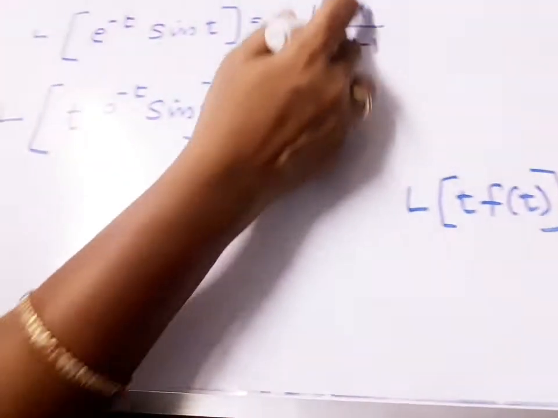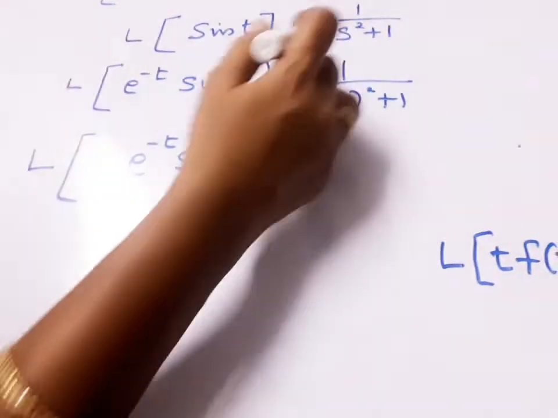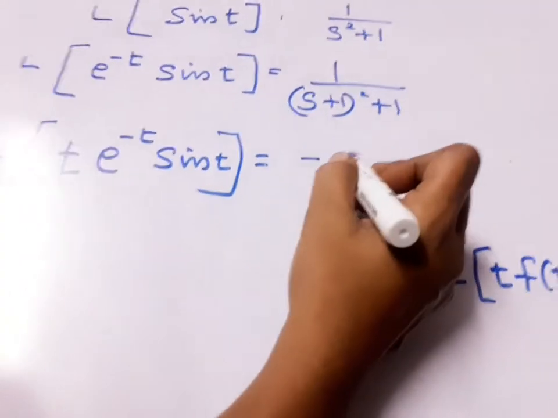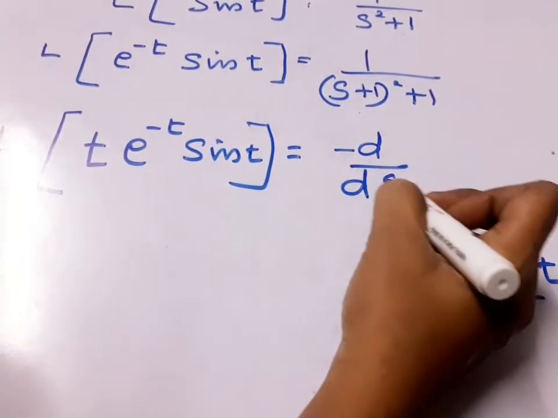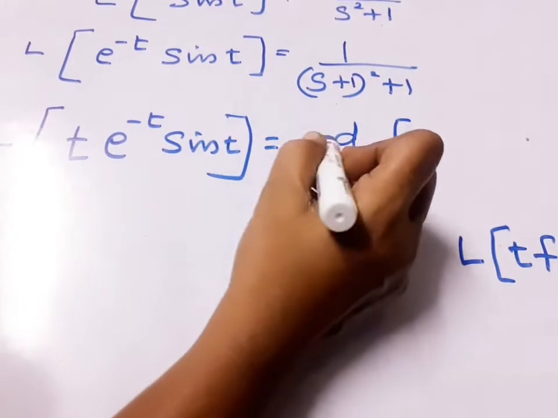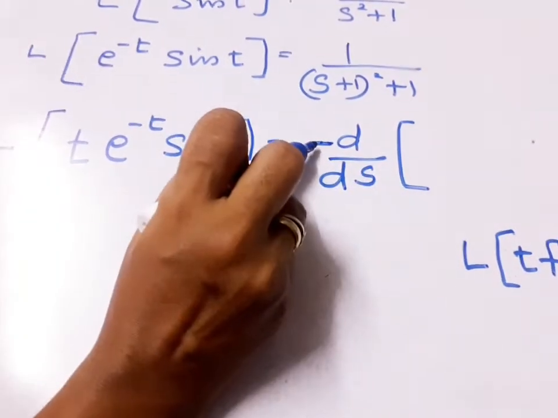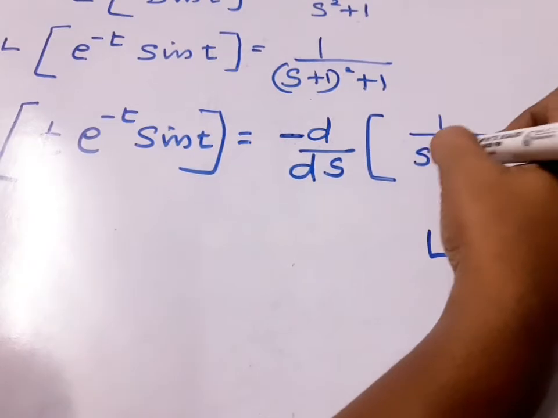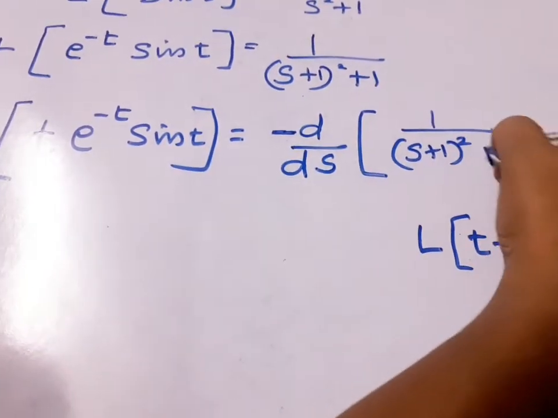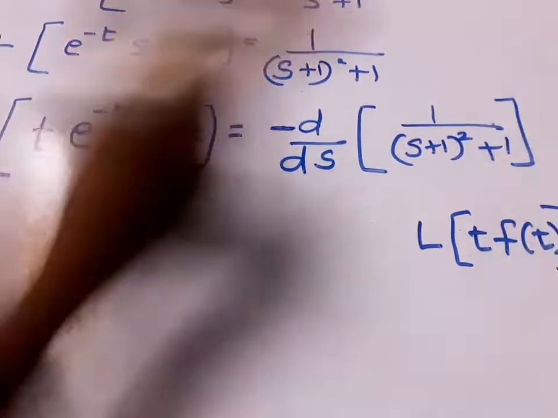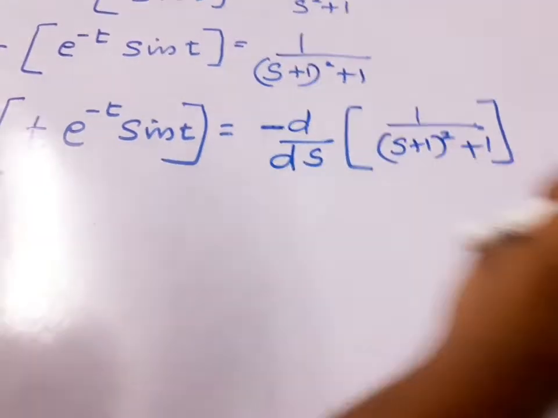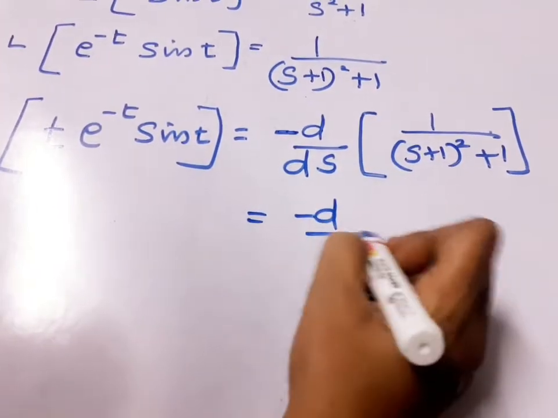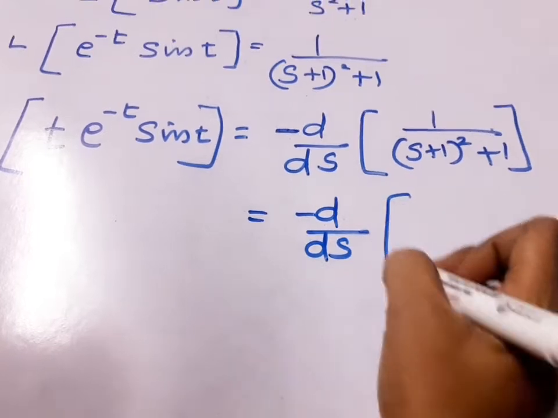So here our f bar of s is this right now. Okay, t is multiplied here, so we have to differentiate this once and change the sign. That is, f bar of s is s plus 1 the whole square plus 1. So we need to differentiate this with respect to s.